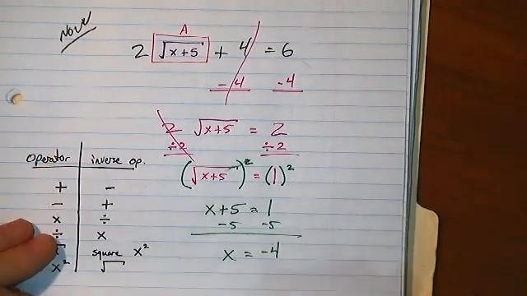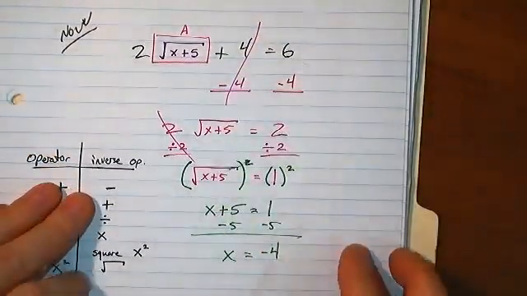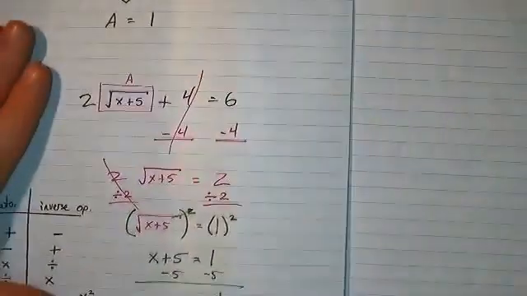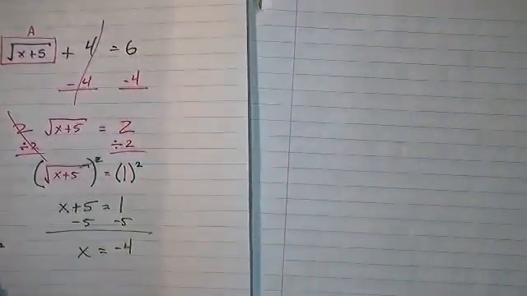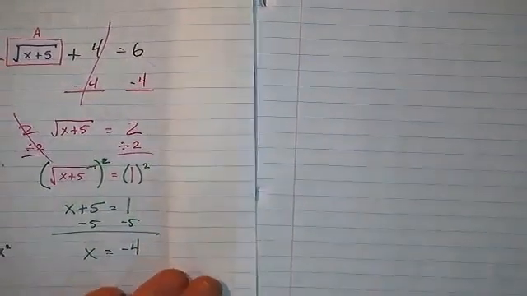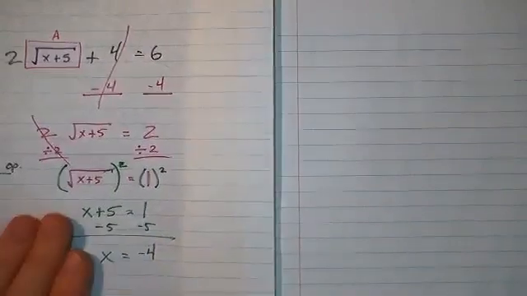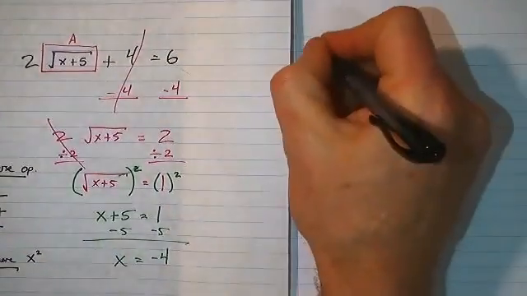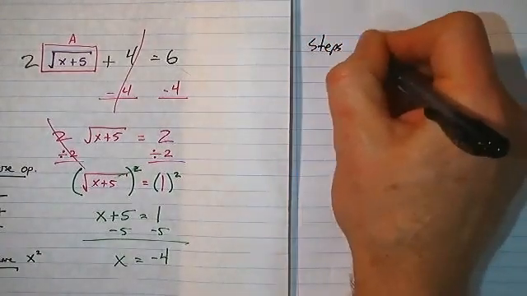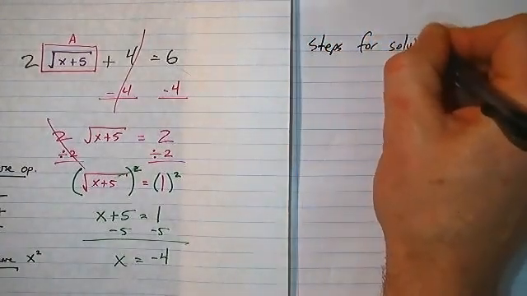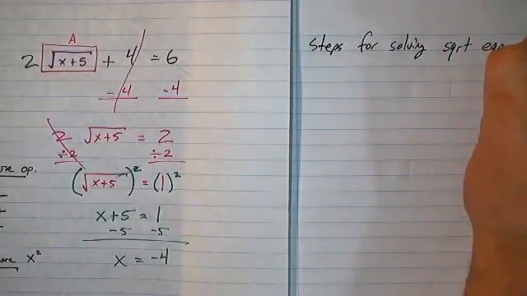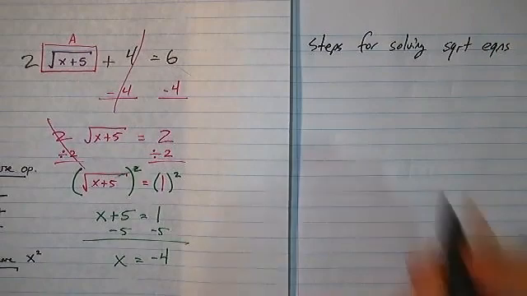All right, let's write this process down in some steps. Let's proceduralize this process. Let's see if I can get this to show up on the screen and my other piece of paper too. There we go. I think I got it. Okay, so here's what we just did there. All right, so steps for solving square root equations.